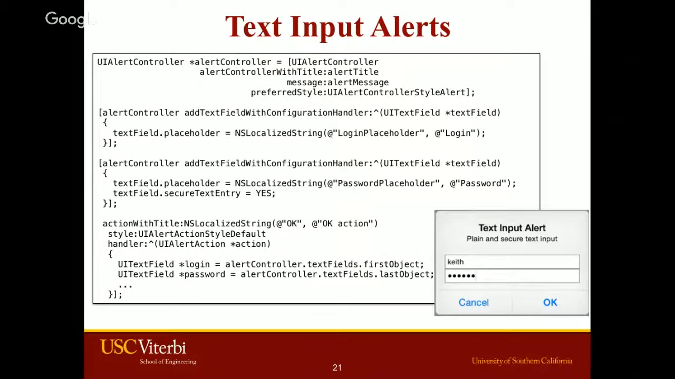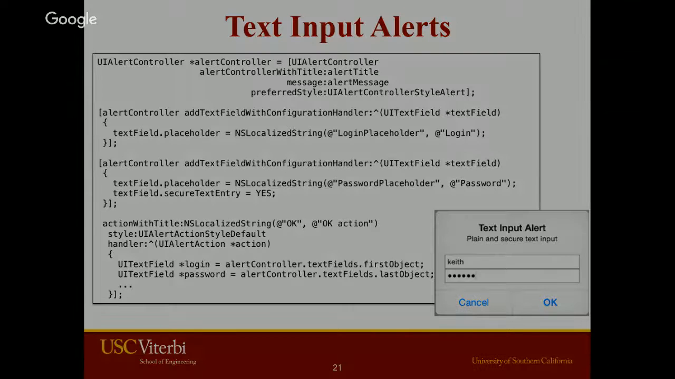And this is an example of how you would add it. So the code, alert controller has a method called add text field with configuration handler. So this is adding a text field. And basically, inside that block of code, you're modifying the properties of the text field, whether or not it should have a placeholder, it should have some funky background color or text color. And that's about it for alerts.